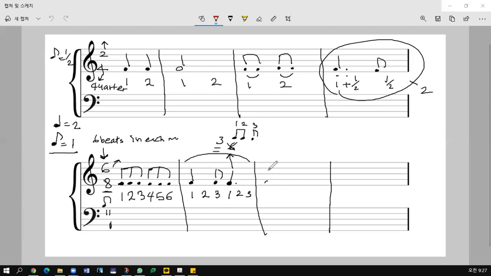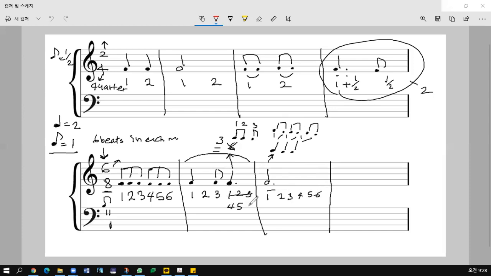Then what about this one? Do we need any other notes in this measure? No, because how many eighth notes in dotted half note? Dotted half note is how many quarters? 3, right? But how many eighth notes? 6, right? So you have to do some math here. So this is 6 eighth notes. So this one is 1, 2, 3, 4, 5, 6.